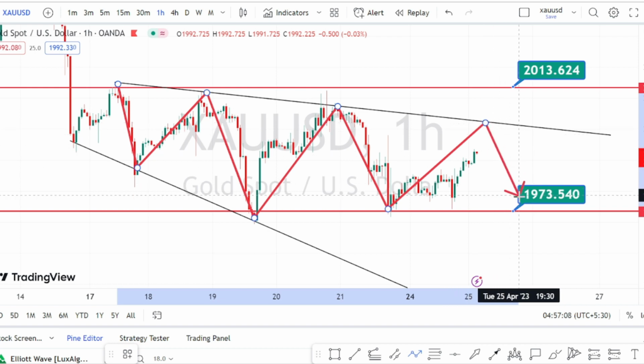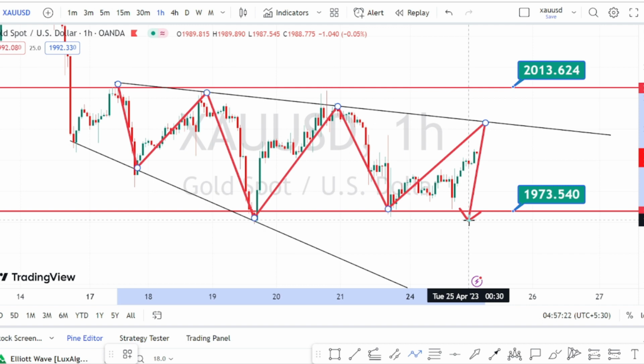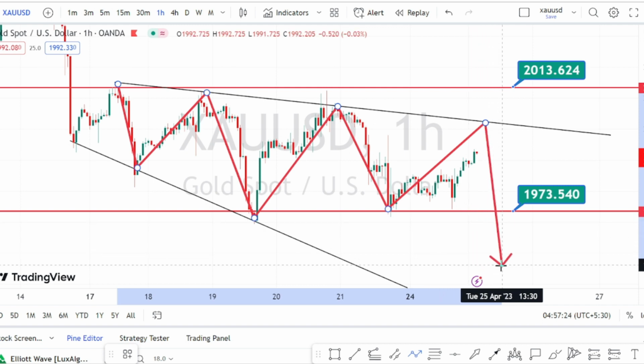So wait for the price action to break this support level of 1973 in order to freshly enter on the bearish side trade in hourly time frame, because the overall trend of the price action in hourly time frame is in a bearish trend.